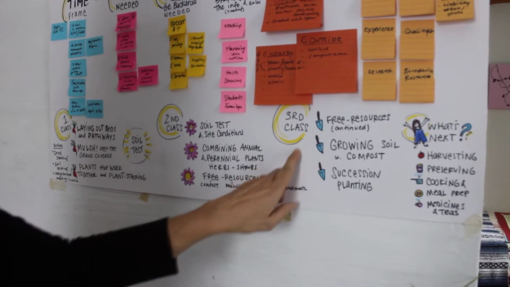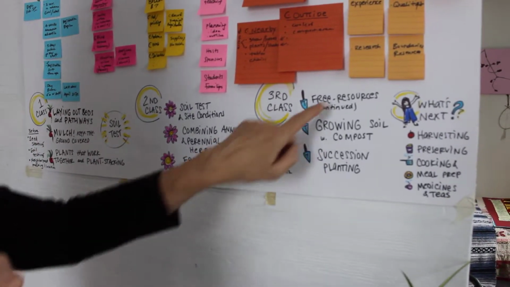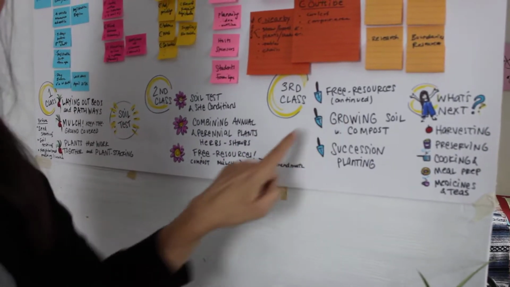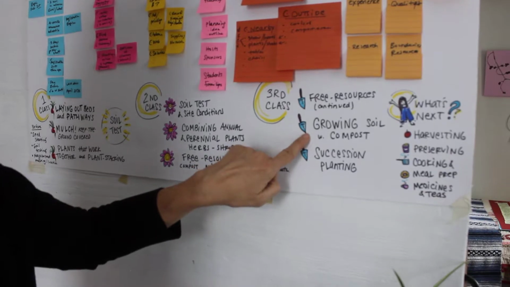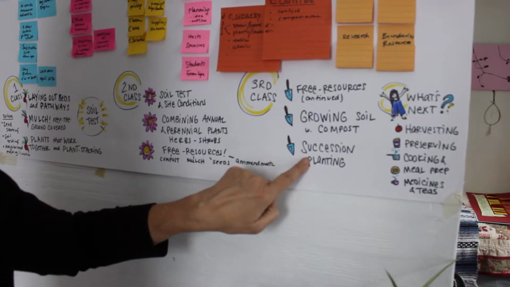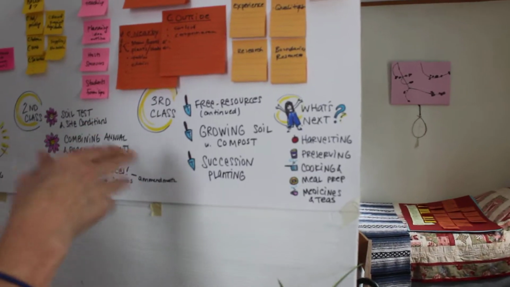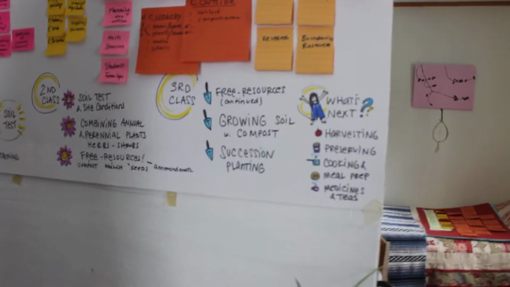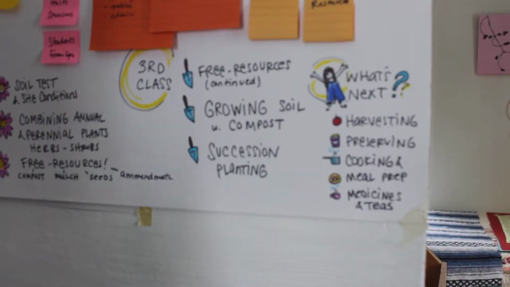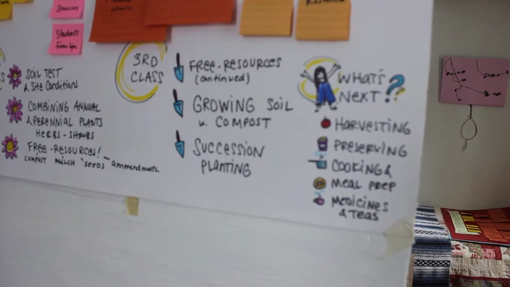The third class is going to recap and reconnect to free resources. Good job, Penny. You're stacking. You're going back and weaving things together. So that's great. And then also growing soil and compost and succession planning. But now we're up to number 9 class session. And then I want to be able to have time to talk about what's next. Harvesting, preserving, cooking, meal prep, medicine, and teas. It's amazing.